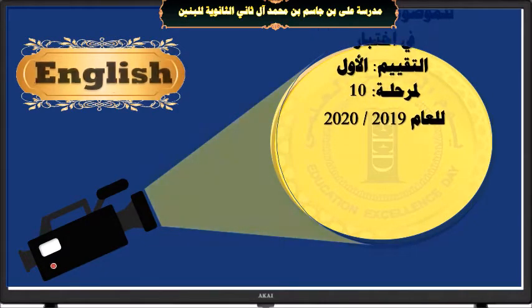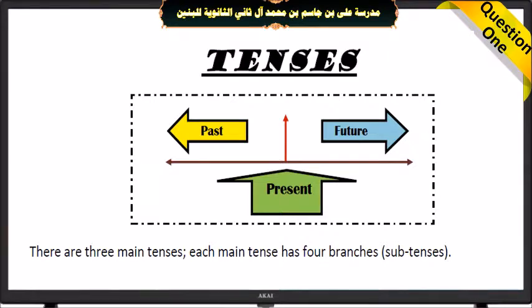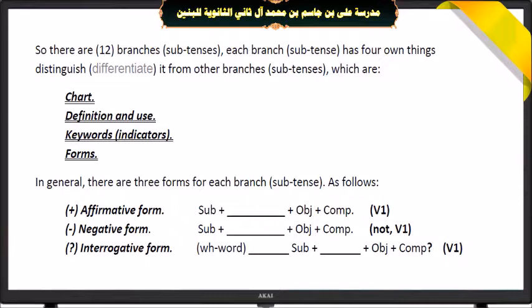Today we are going to talk about tenses. Let's start with tenses. As you see, there are three main tenses, and the present tense is in the middle of the chart. Before the present we have the past, and after the present we have the future. Each main tense has four branches or subtenses. So in total there are 12 branches.